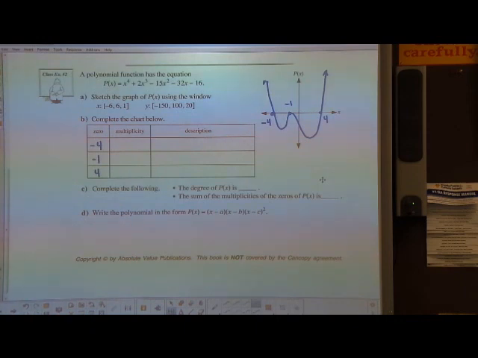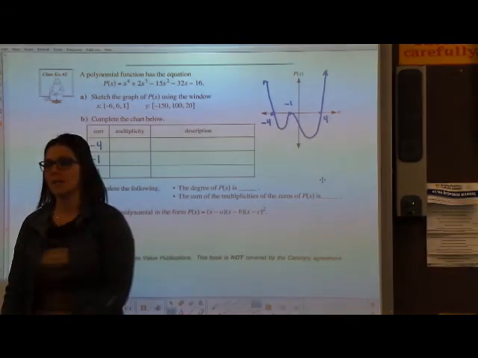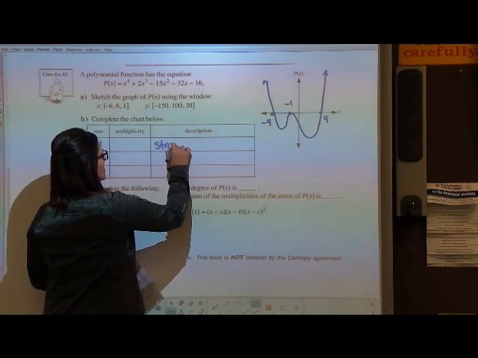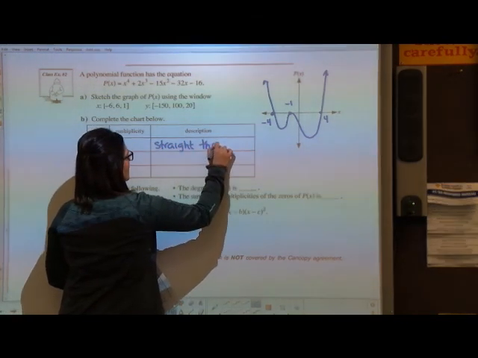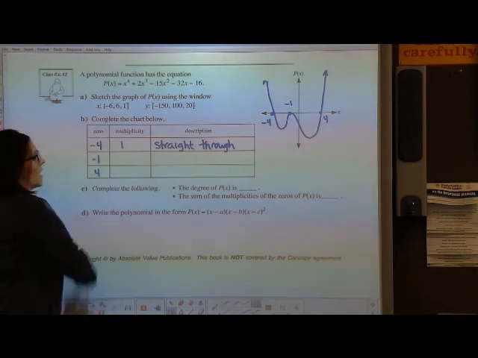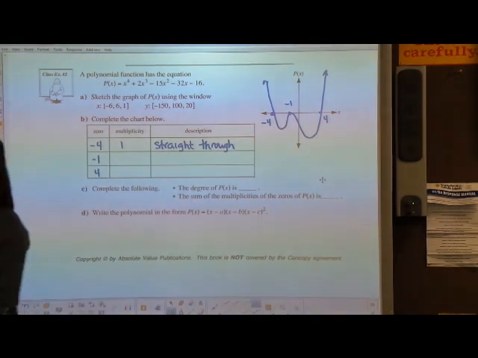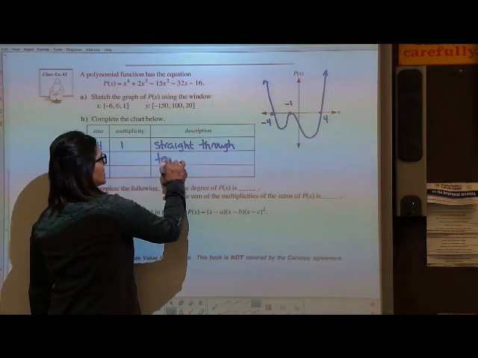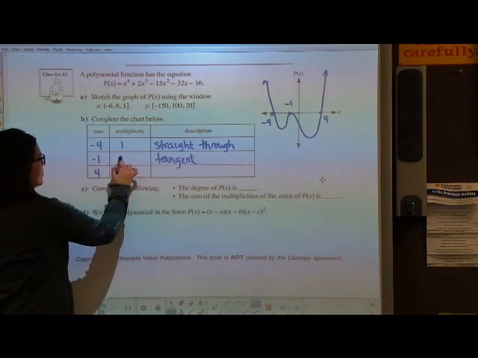So at -4, what is the graph doing? Is it going straight through? Is it tangent? Or is it inflecting? Straight through. It's going straight through. And if it's going straight through, what is its multiplicity then? 1. Okay? At -1, straight through, tangent, or inflection? Tangent. And what's the multiplicity for tangent? 2.